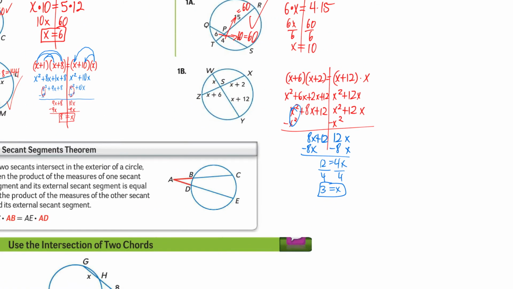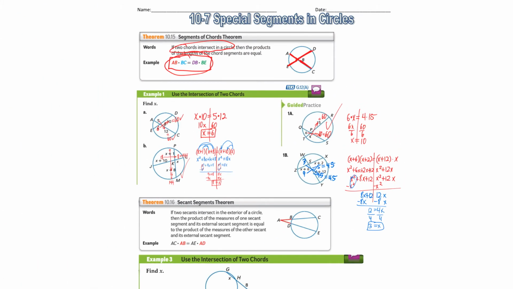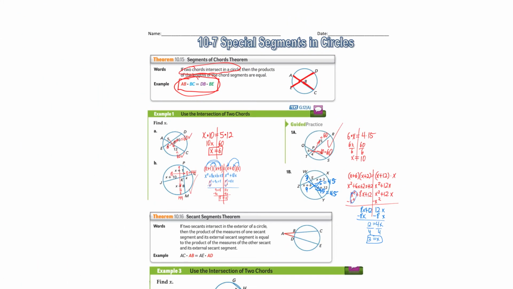Now let's plug that back in up here. So if I plug in 3, 3 plus 6 is 9, and 3 plus 2 is 5. So 9 times 5 is what? It's 45. If I plug in 3 here, and then 3 plus 12 is 15, what's 3 times 15? It's 45, so that's good. Okay, so that's one consideration, is whenever two chords intersect inside of a circle.